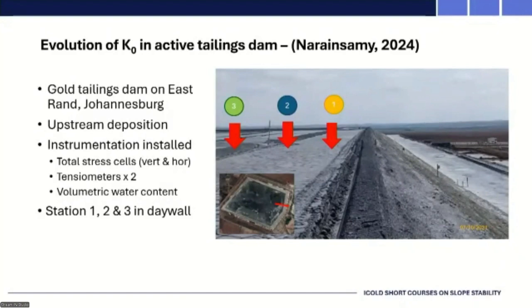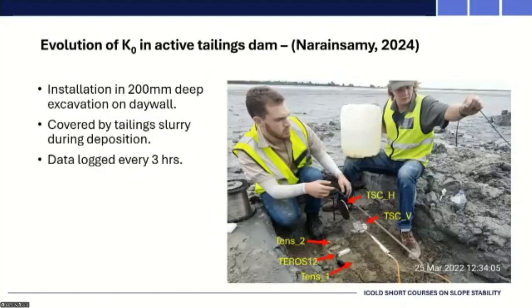So we buried stress stations in the ground that looked like the following. There were stress cells that could measure horizontal and vertical stress. In addition to that, we had 2 tensiometers at every location that could measure both positive and negative water pressure. And there was a volumetric water content probe that would allow us to measure the moisture content in the ground. These were regularly logged, and they were buried by slurrying them into a shallow excavation. So at least when that slurry was deposited, you had hydrostatic conditions in the vertical and horizontal direction. So at least initially, we should have measured correctly.